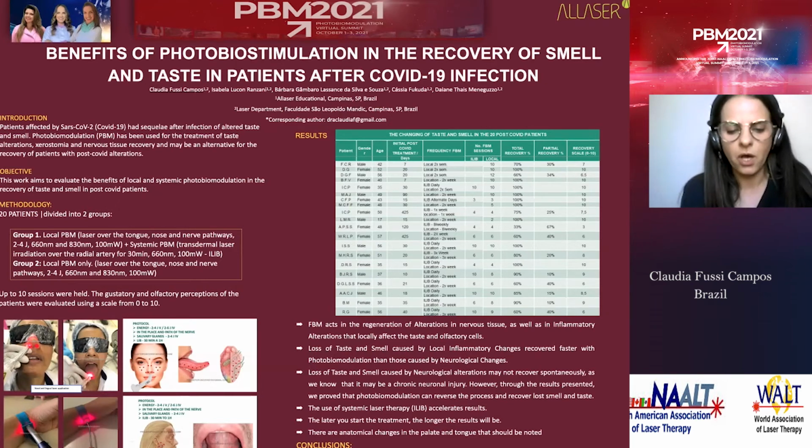The use of systemic laser therapy, ILIB, accelerates results, and the later you start the treatment, the longer the results will take. PBM proved to be effective in the treatment of taste and smell alteration in post-COVID patients.